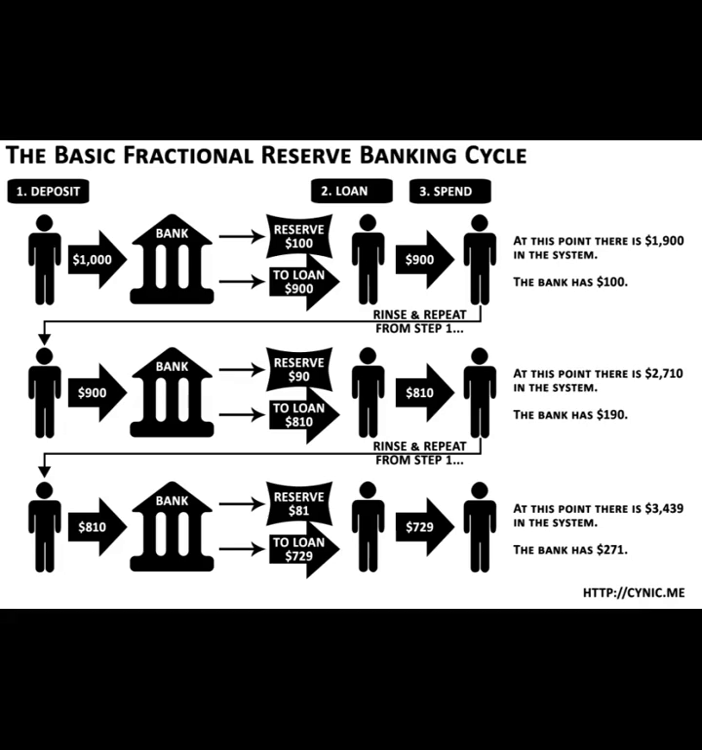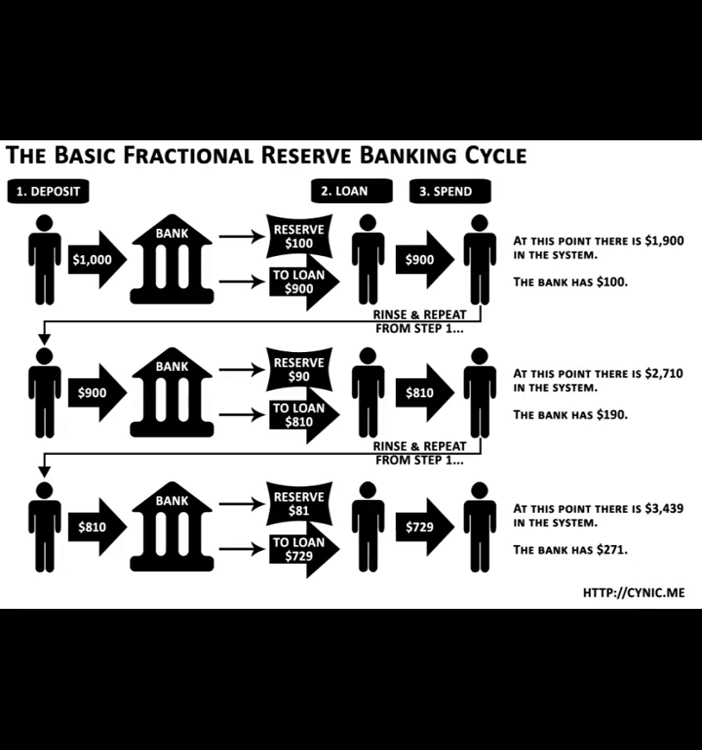Then James goes into his bank and he deposits that $810. The bank has to keep 10%, which is 81. They can loan 729 to Claudio. And at that point, there's $3,439 in the system, but the bank only has 271. Now, all of that $3,439 has been created by my deposit of $1,000. So that's essentially how the banking system works.